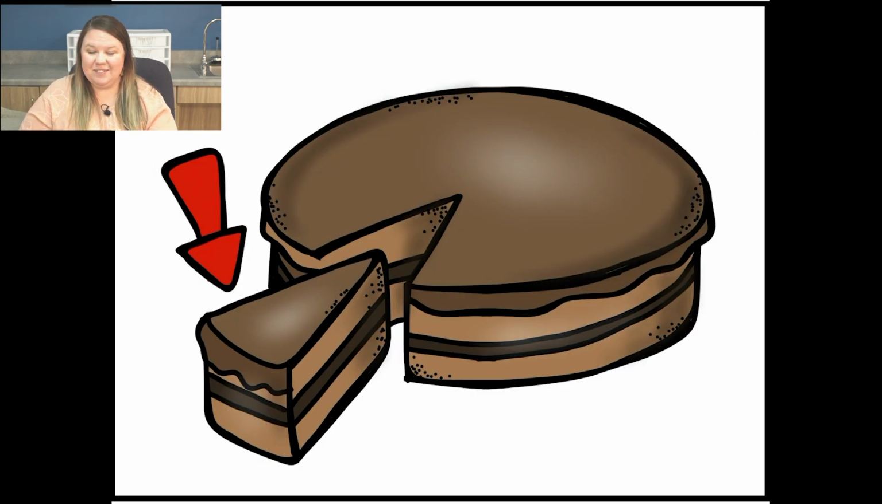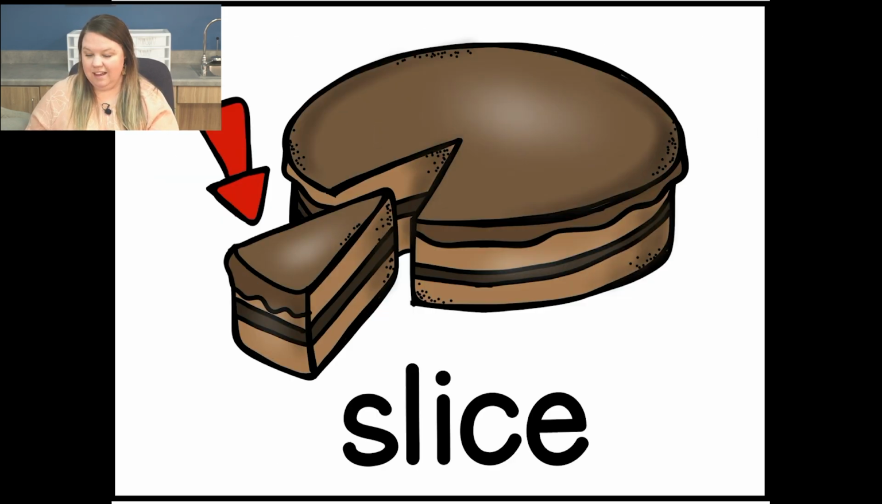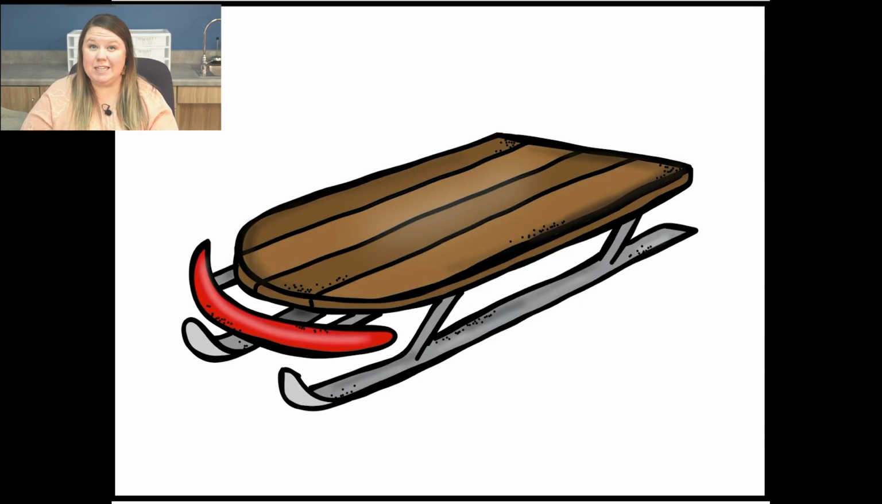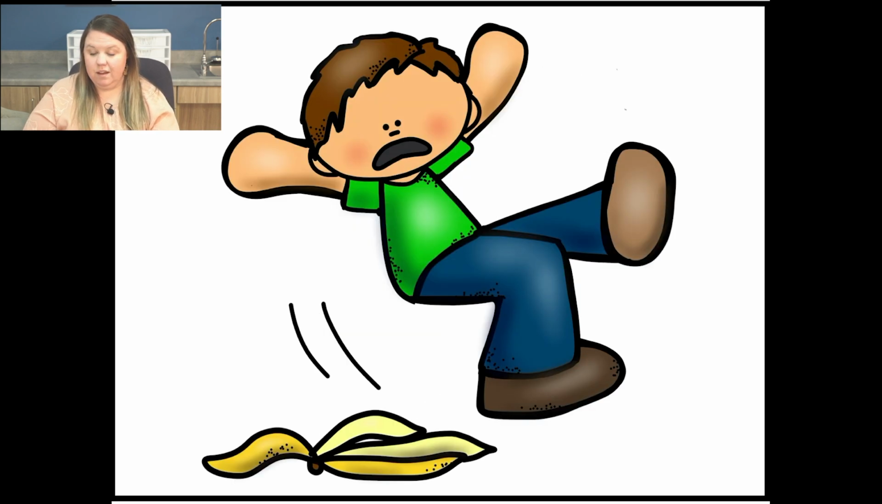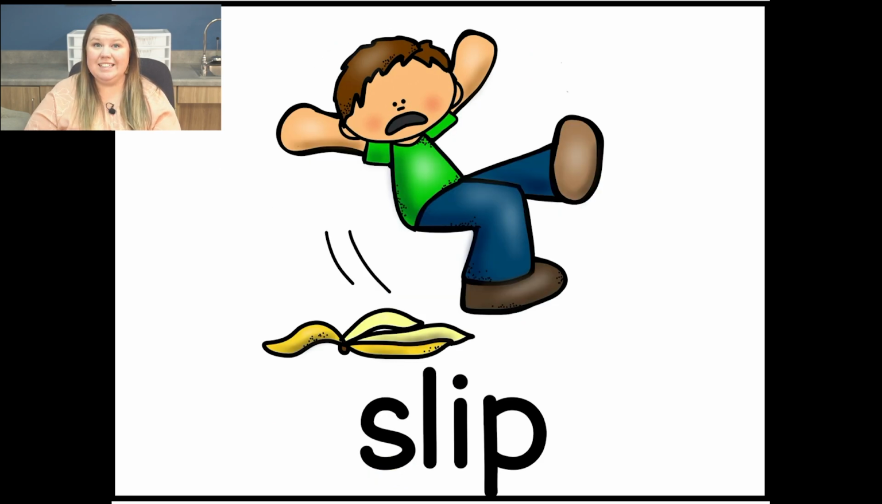What is that? It looks like a slice. Slice. Say it with me. Slice. What's this? Have you ever seen one before? This is a sled. Sled. Uh-oh. This person is taking a slip. Slip. It looks like it is slippery. Say that with me. Slip.